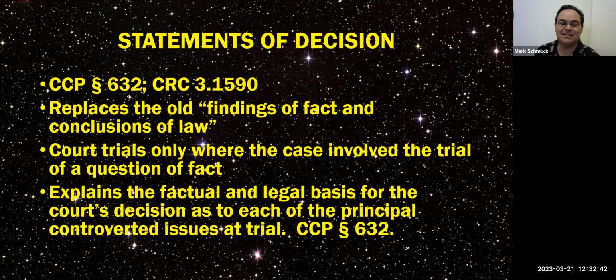The authority for statements of decision, CCP 632 and Rule of Court 3.1590. Statements of decision replace the old findings of fact and conclusions of law. And what we are dealing with here is an incredibly archaic procedure, really, that is derived from a bygone era. In court, it is used in court trials only where the case involved the trial of a question of fact. And the purpose of the statement of decision is to explain the factual and legal basis for the court's decision as to each of the principal controverted issues at trial. Kind of sounds like findings of fact and conclusions of law, doesn't it? It's largely the same, but the procedure is really, really cumbersome.